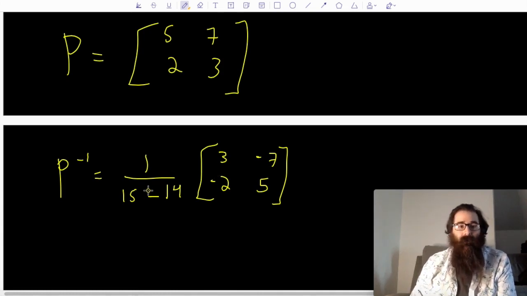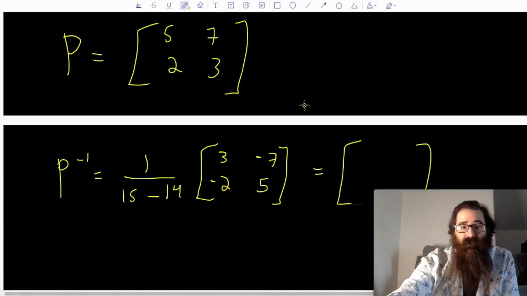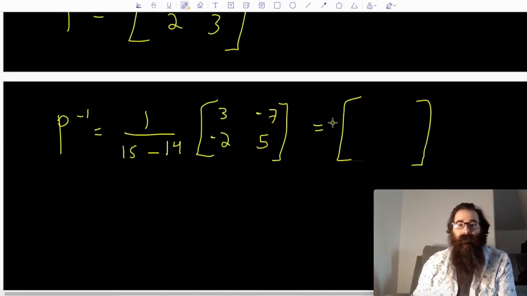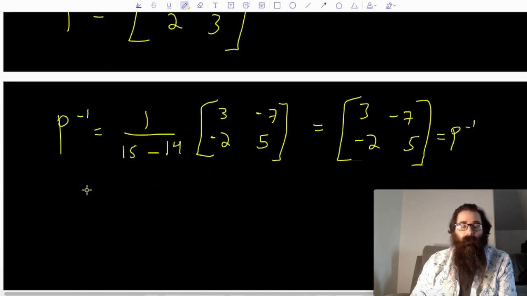And I'll point out here that 15 minus 14 is 1. So my coefficient is 1 over 1. So we have that P inverse. I'm not really doing much in the lines of scaling, but P inverse is this matrix right here. And now we can actually finish the question. So it says find A to the 4th.